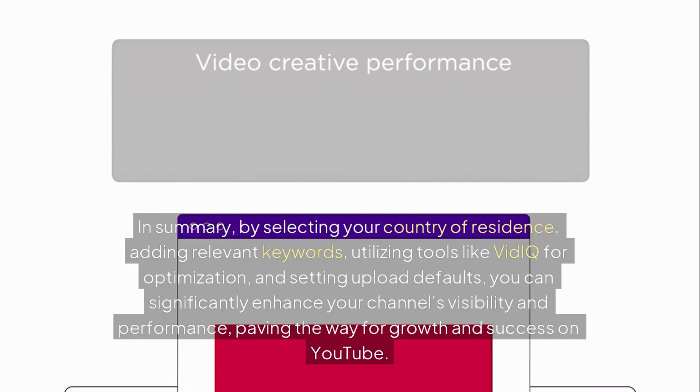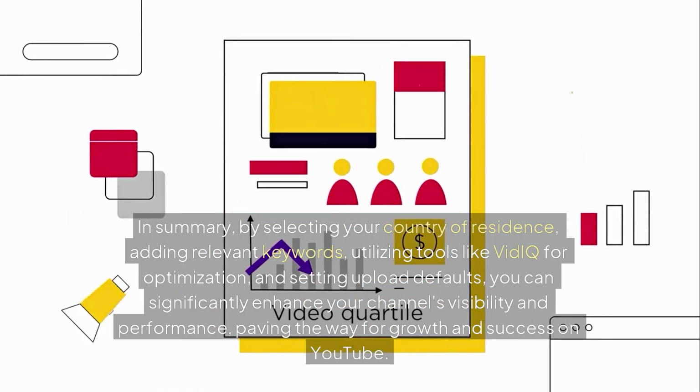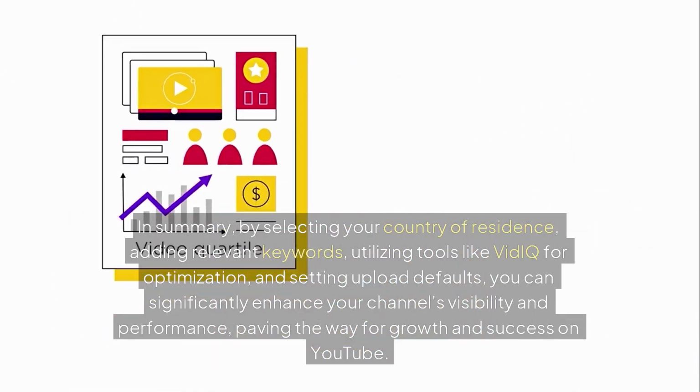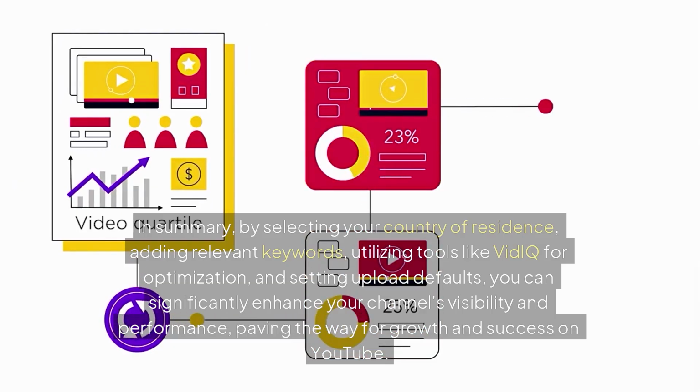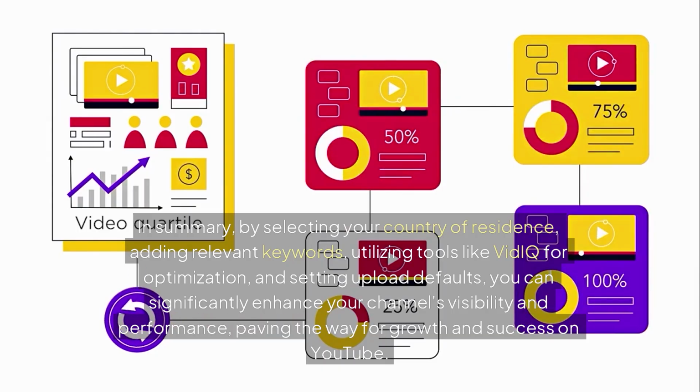In summary, by selecting your country of residence, adding relevant keywords, utilizing tools like vidIQ for optimization, and setting upload defaults, you can significantly enhance your channel's visibility and performance, paving the way for growth and success on YouTube.